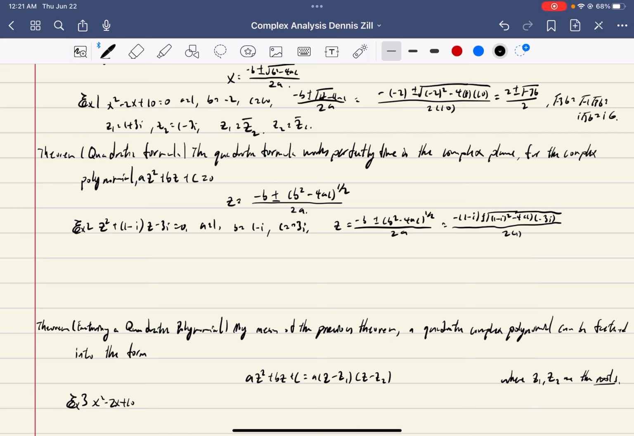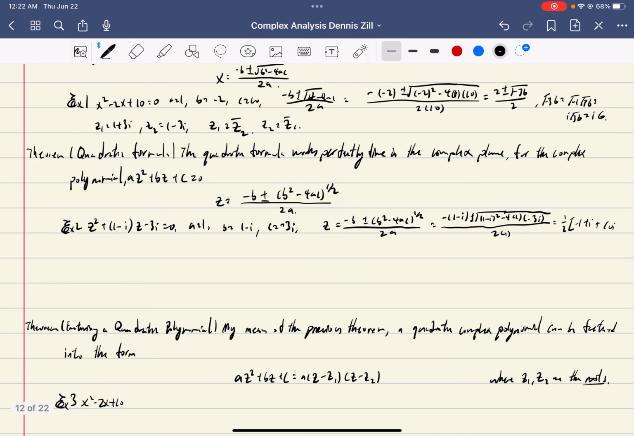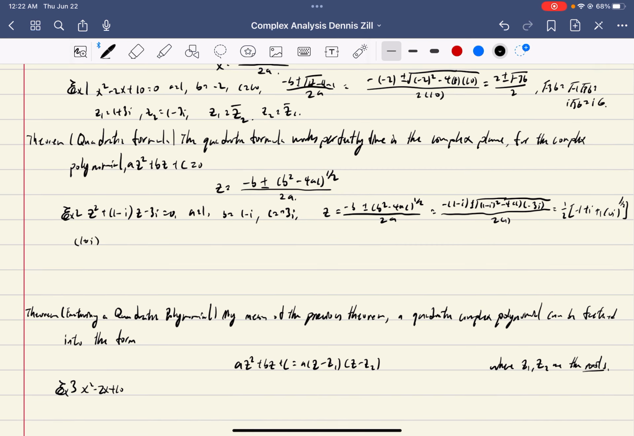And well, that is equal to 1/2 of negative 1 plus i, right? And then plus we have 10i, and you take the root of it. 10i, take the root of it, really is just r equals 10, and then you have theta equals pi over 2, right?